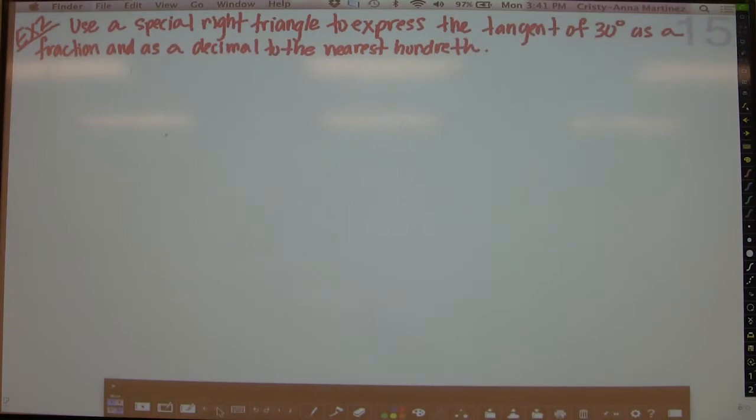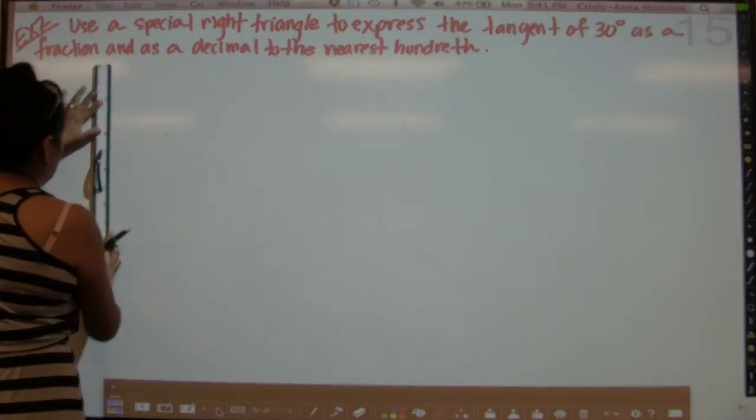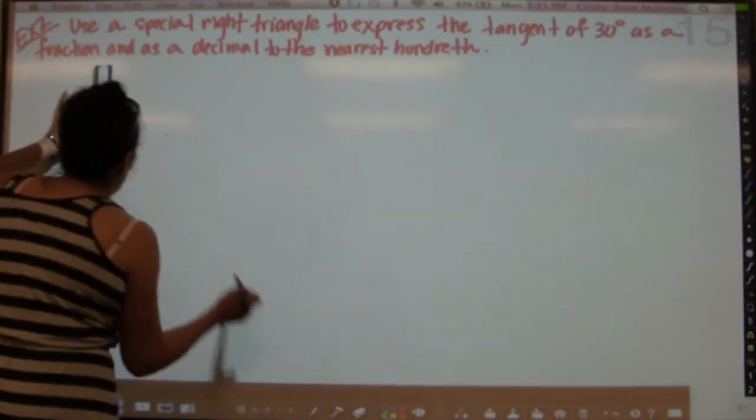In example 2, we're going to use what we've learned in the past, a special right triangle, to express the tangent of 30 degrees as a fraction and as a decimal to the nearest hundredth. So this might seem kind of complicated to you, but the easiest way to do this is to actually just make a triangle that we can visualize.